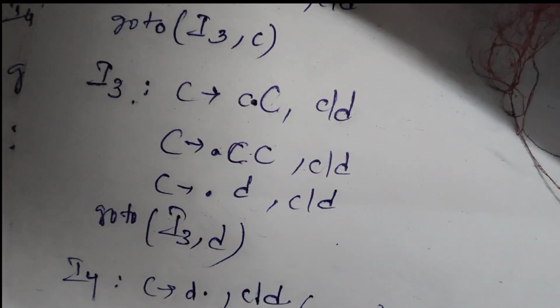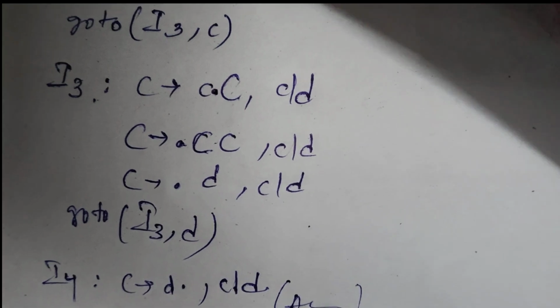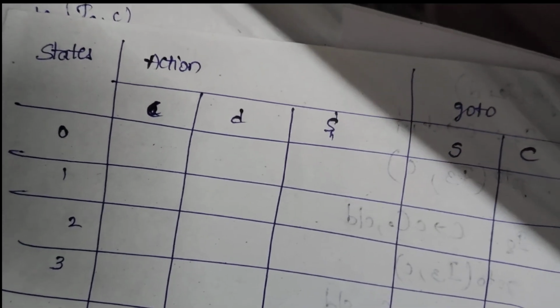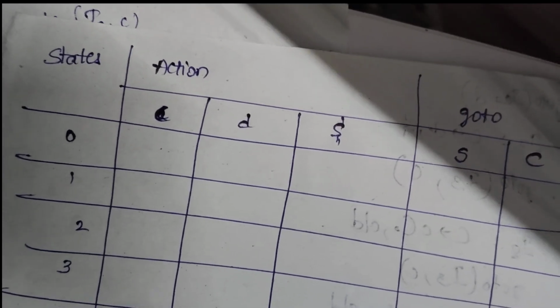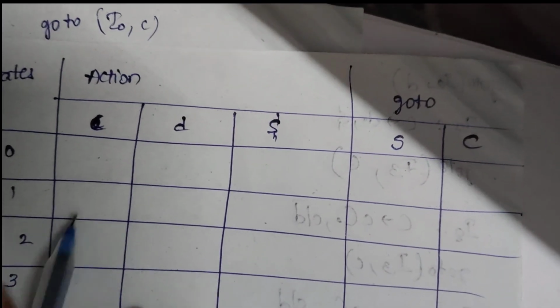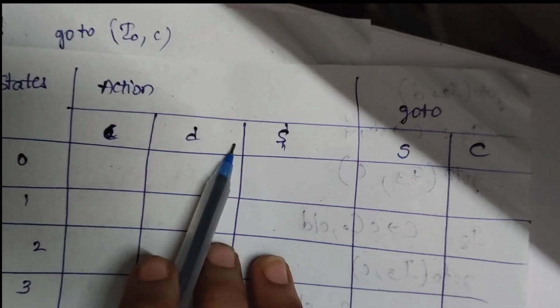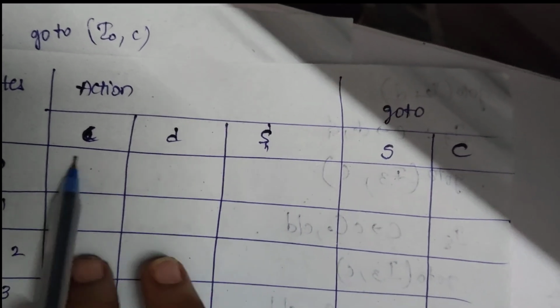So now we need to calculate the CLR parse table. The calculation of this table is very easy. In the states you need to write all the items which you got up to I9. In the action part you write the terminals, that is, the symbols small c, d.